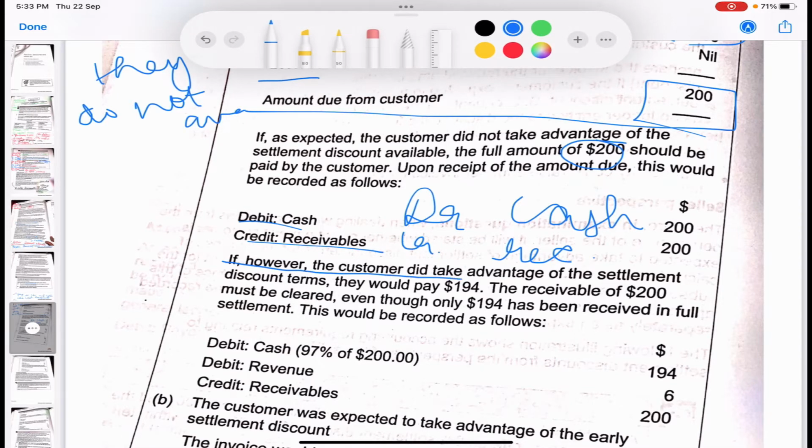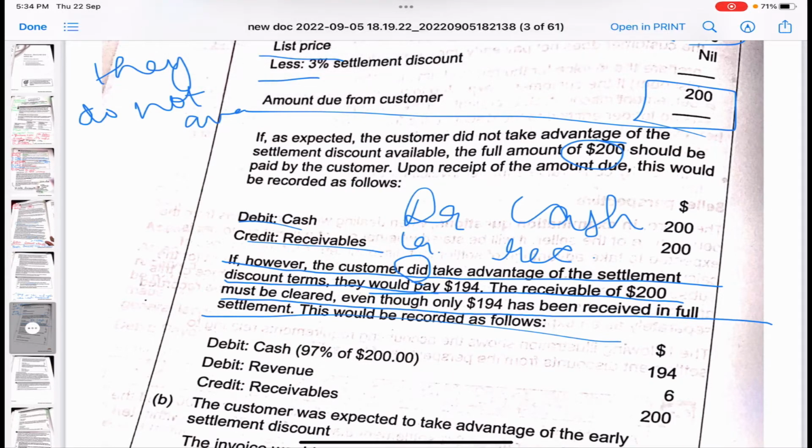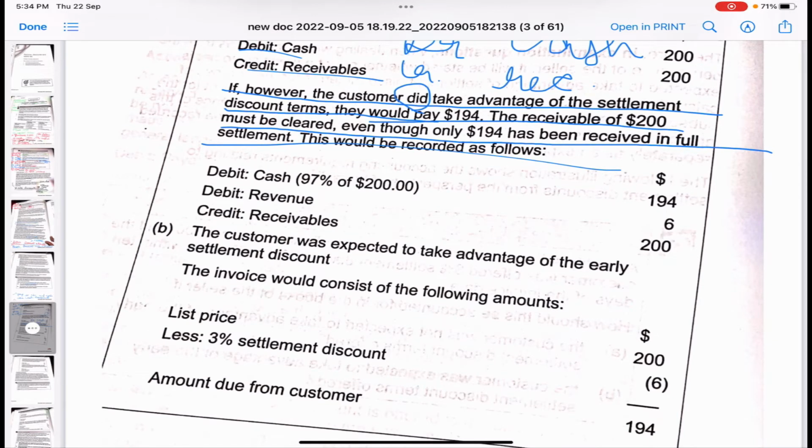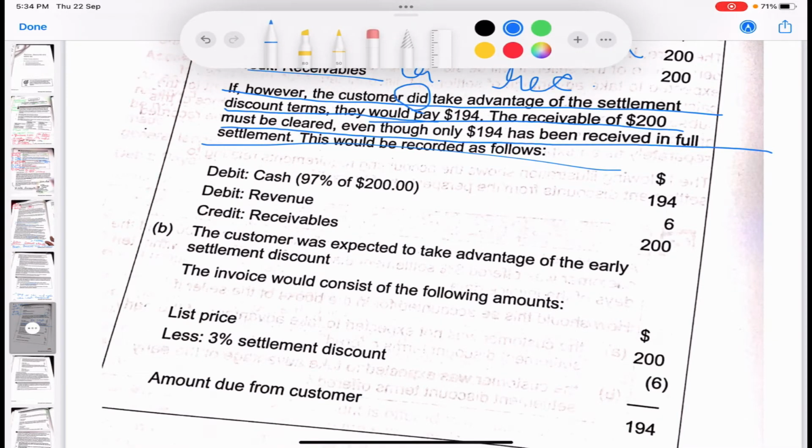If, however, the customer did take advantage of settlement discount terms, they would pay 194. The receivable of 200 must be cleared even though only 194 has been received in full settlement. Okay, this is another situation wherein the discount has been availed by the person because the person is paying before the due date. So what will happen in such a situation? You will be receiving cash, so this much cash you will be receiving, and revenue, and then credit the receivables.